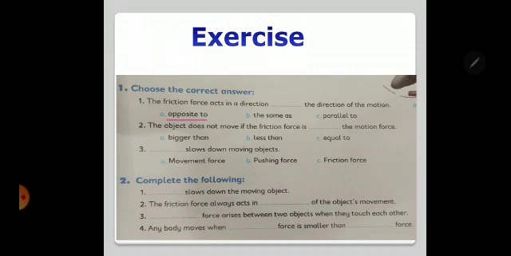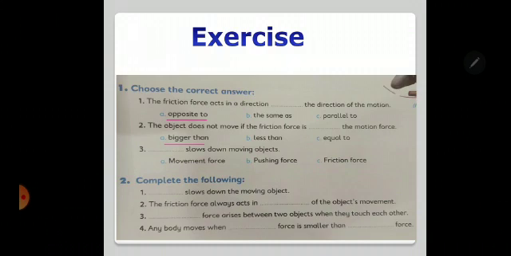Don't forget that. The second question: the object doesn't move if the friction force is space the motion force. The object doesn't move if the friction is bigger than the motion force. If the motion force is bigger than the friction force, the body will move. So the object doesn't move if the friction force is bigger than the motion force.